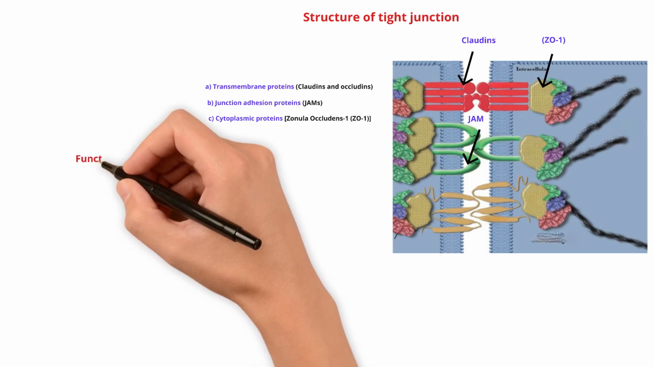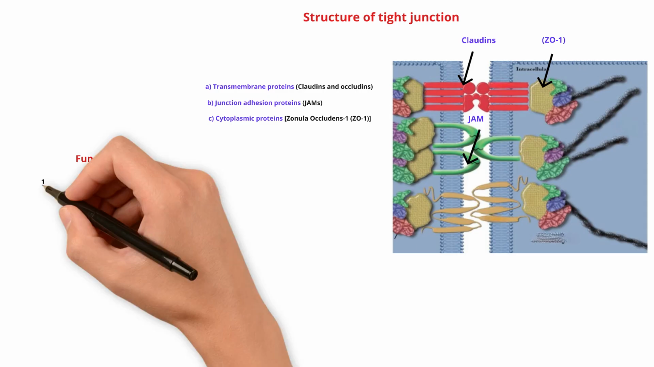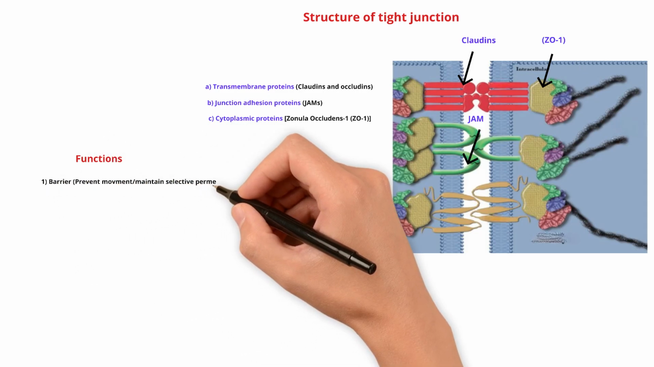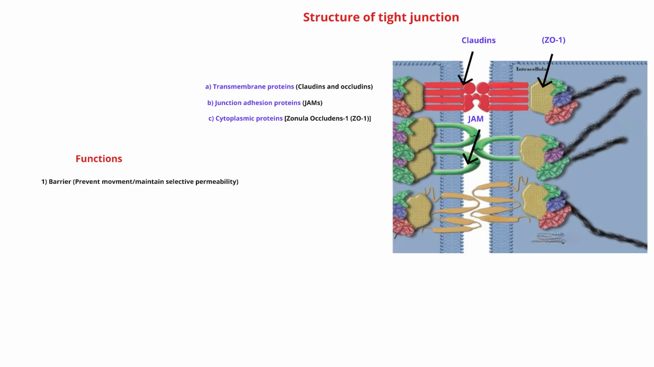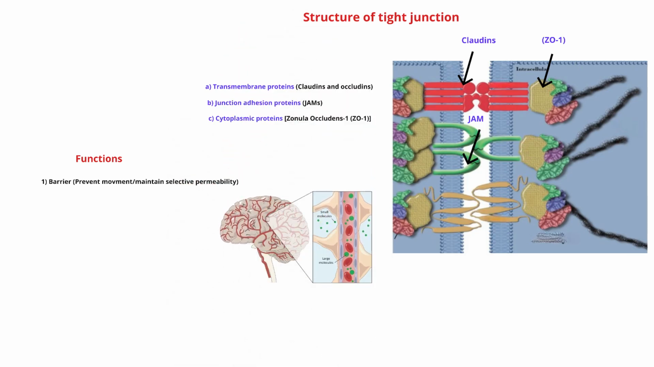In addition to sealing, tight junctions serve the epithelial tissue with many functions. Yet, their primary function is to maintain selective permeability, preventing the passage of molecules and ions between adjacent cells. This is particularly important in tissues like the intestines and the blood-brain barrier, where tightly controlled transport is crucial for function and protection.